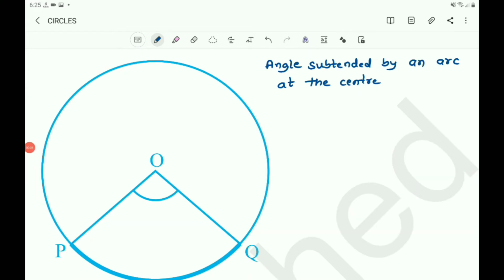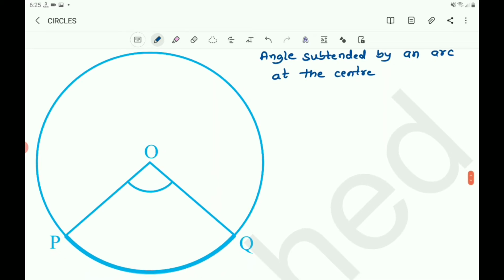You already learnt about the angle subtended by the chord at the center. Now, what is the angle subtended by an arc at the center? That is also the same. Here, if you join the points P and Q, you will get a chord, and the angle subtended by the arc is nothing but the angle subtended by the corresponding chord at the center. P and Q are the endpoints of the arc, PQ is an arc, and by joining P and Q, you will get a chord.